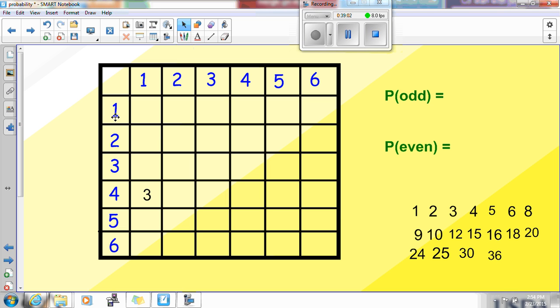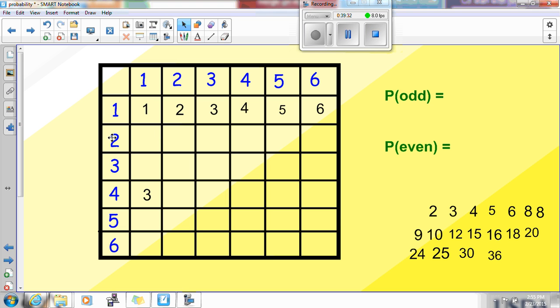Okay, so 1 times 1, our product is a 1. 1 times 2, our product is a 2. 3 times 1, our product is a 3. And so on and so forth. All of these on the first row, when we multiply them times 1, it's not going to change the number on the second dice.